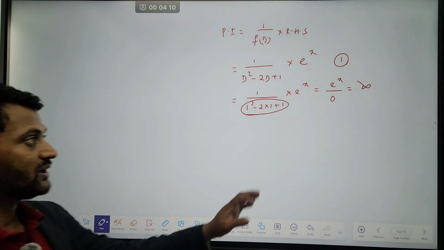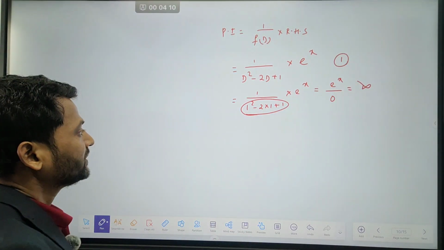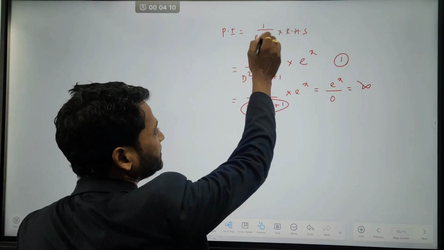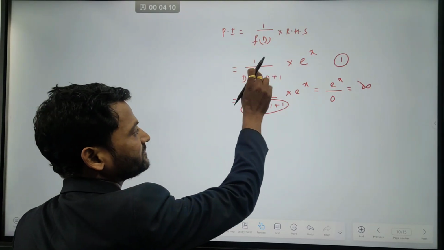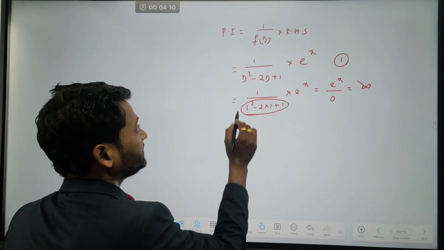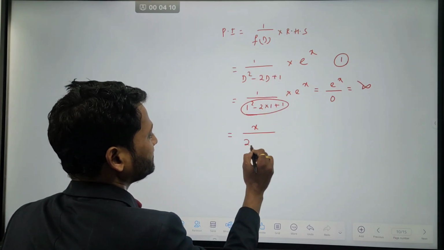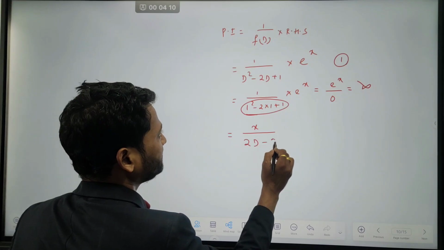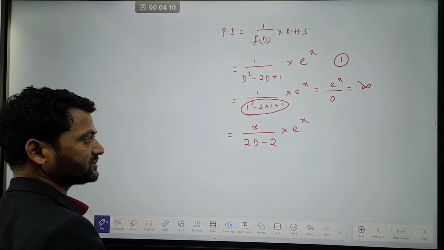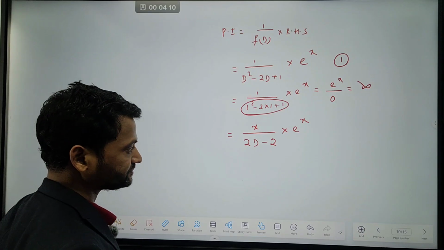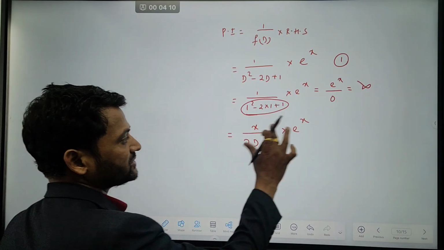Another thing: if your answer is coming infinite, what will you do? You just multiply x in the numerator part, and at the same time you differentiate the denominator part with respect to d. So we will multiply x and take the differentiation, which is 2d minus 2, into e to the power x. Is it clear? So now this is your answer.